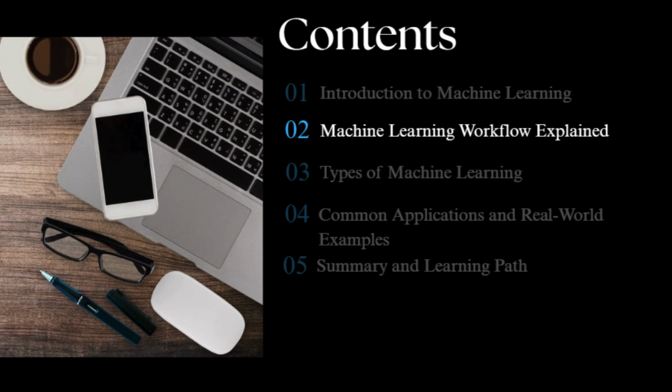Now that we understand the basics of machine learning and key terminologies, it's time to move to the next important section, Machine Learning Workflow Explained. In this section, we'll see how machine learning works step by step, from raw data to final results. You'll clearly understand how data is collected, how models are trained, and how predictions are generated in real-world systems. This workflow is the backbone of every machine learning application, so let's break it down in a simple and practical way.